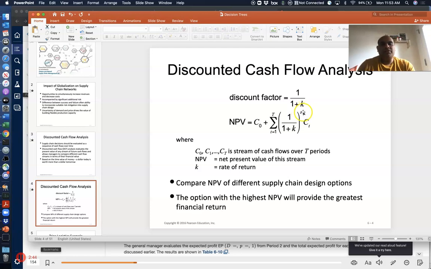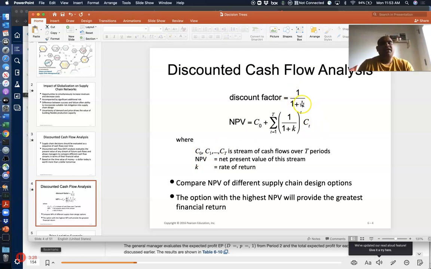So the time period that you see here, the T that you see here, is usually years, but it could also be any time period. It could be weeks, months, quarters, any time period that you think of, but then you have to make sure that you're discounting properly. So C0, C1, up to CT are a stream of cash flows over capital T time periods, and you're calculating the net present value by adding them. C0 is the cost that you're incurring right now. C1 is the cost you're incurring one period in the future, so that is discounted by C1 times 1 over 1 plus K.